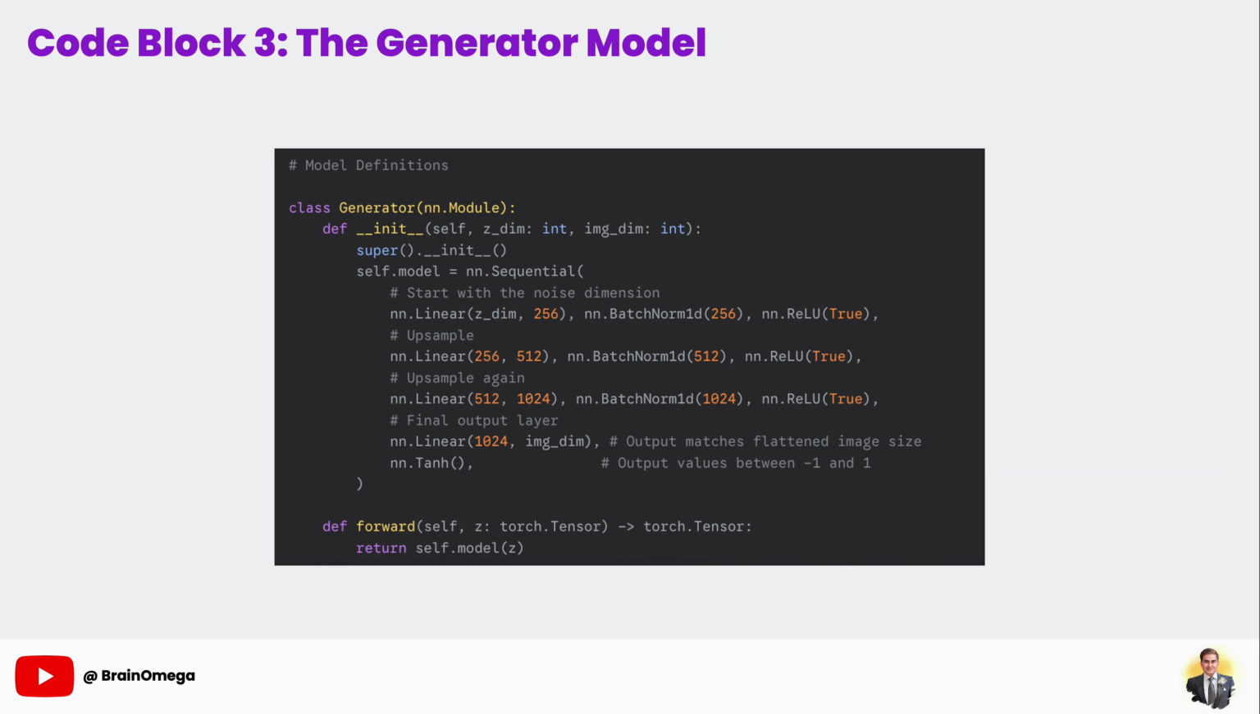The final layer is a tanh activation function. This is a very deliberate choice. Tanh squishes all the output values into a range of -1 to 1. This is crucial because we're going to normalize our real input images to the exact same range. By doing this, we ensure that the fake images created by the generator and the real images from our dataset are on a level playing field.